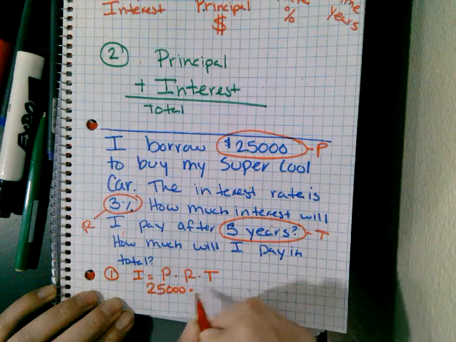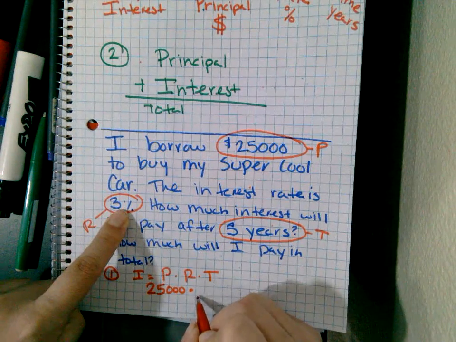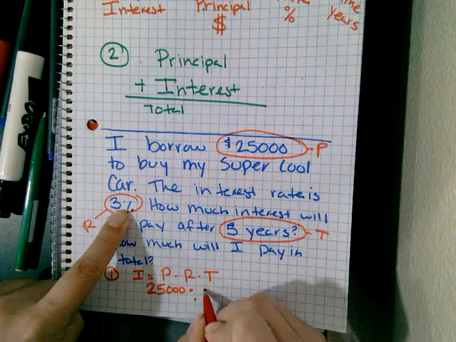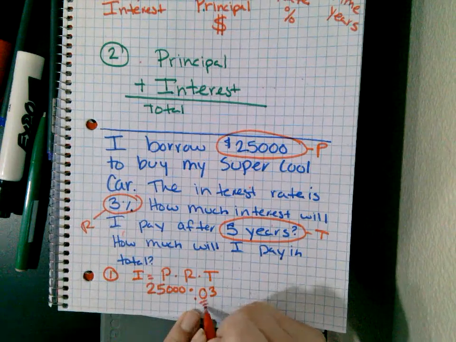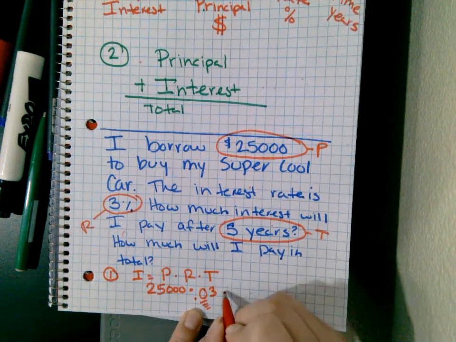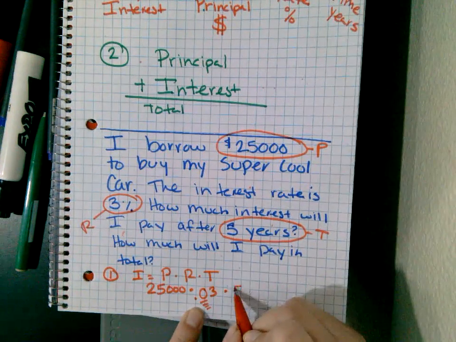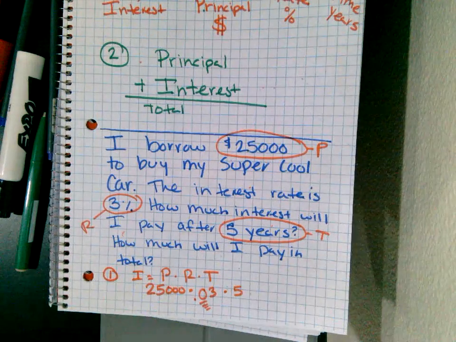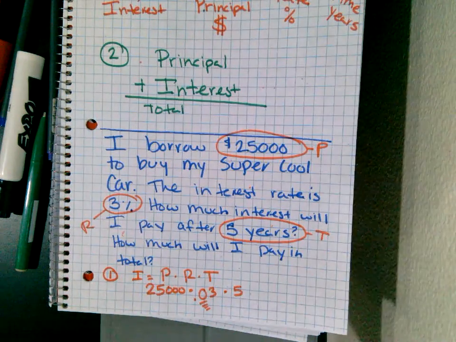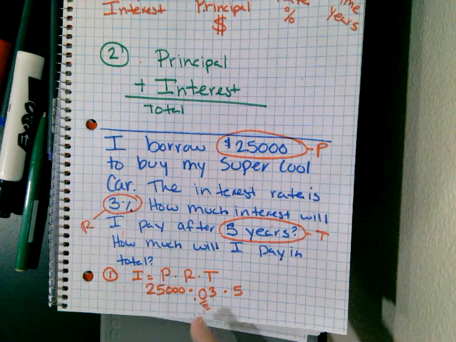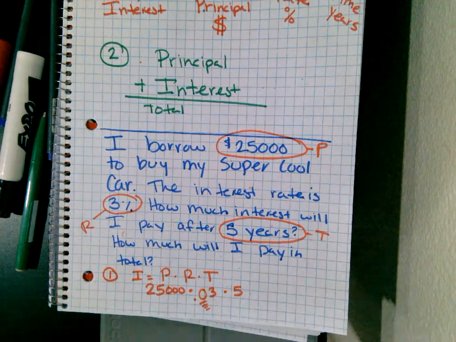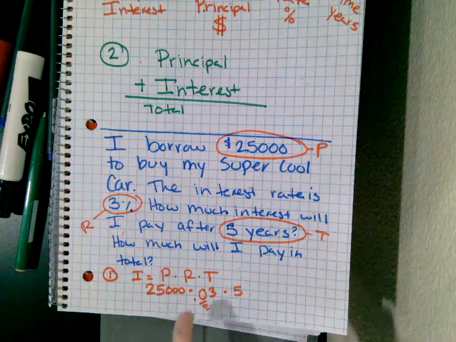25,000 times 3%, but it has to be written as a decimal, so 0.03. Do not forget that extra 0, times the time, which is 5. Okay, number 1 mistake we saw today in the first and second period is that right there. Kids are forgetting to put that 0.03, and then they get the wrong answer. Everything else is wrong because you forgot that.